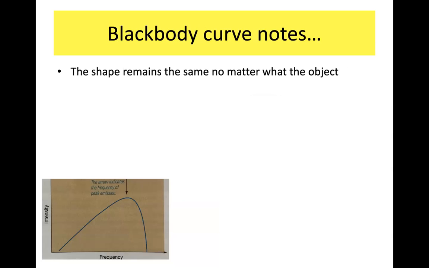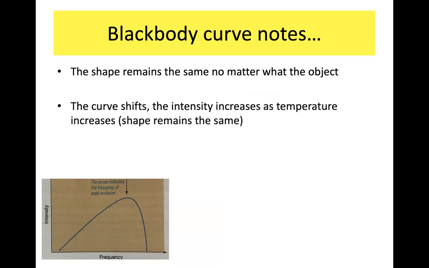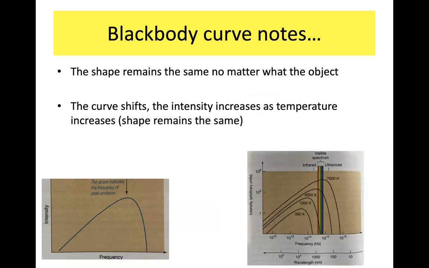The shapes remain the same no matter what the object. So no matter what the object is, all objects of the same temperature have the same Planck curve, or the same black body curve. The curve shifts with intensity. More heat, higher the peak, and it shifts left to right. So the frequency changes where the peak is. The more energy, the peak moves left and right, as this second one shows right here.